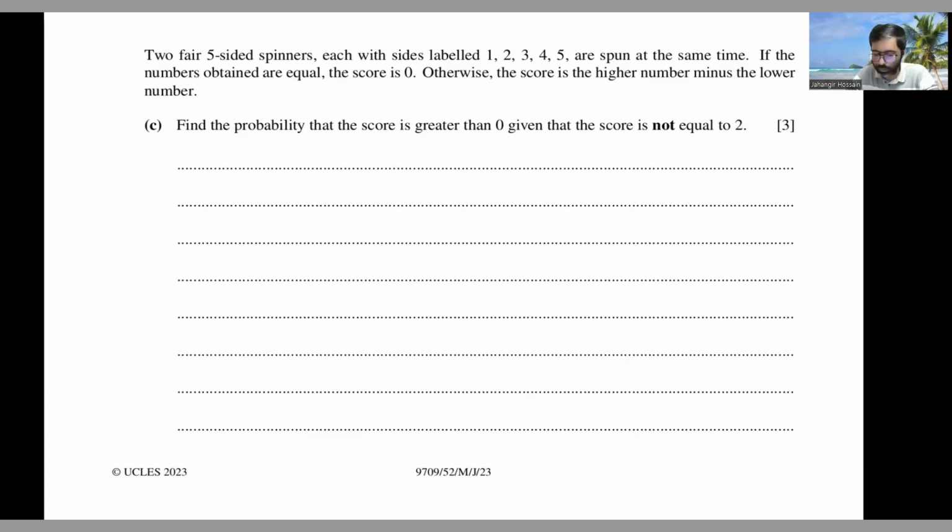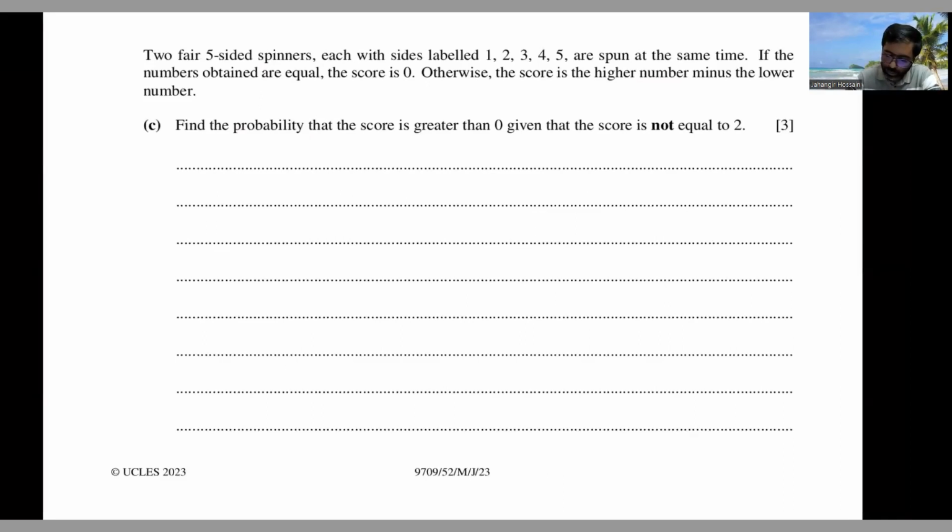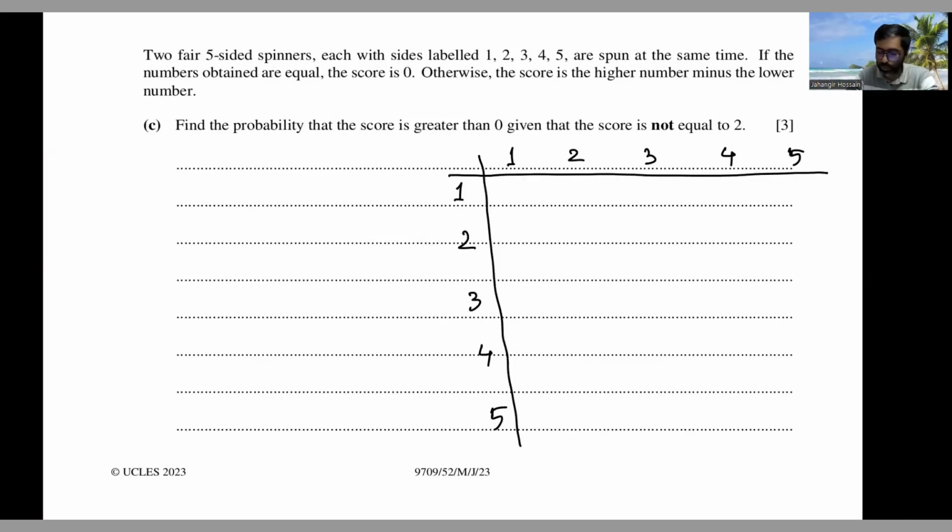So it's a bit complicated one. Why don't we draw the possibility diagram first? Okay, let's say the score of the first spinner is above: 1, 2, 3, 4, 5. And the score of the second spinner, let's keep it vertical, 1, 2, 3, 4, 5. Okay. So we have a total of 25 different outcomes.